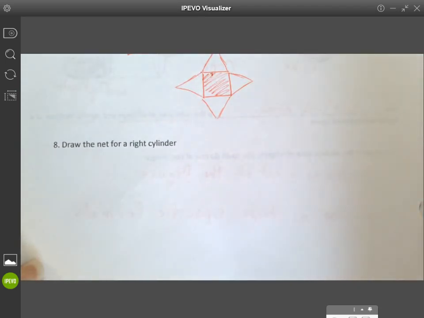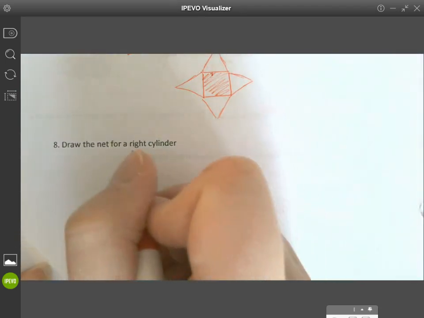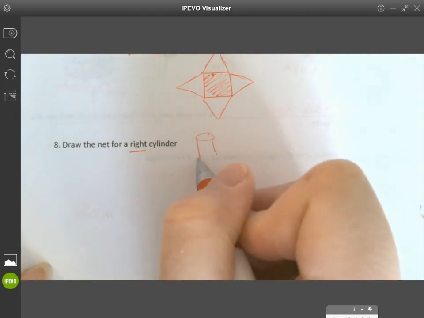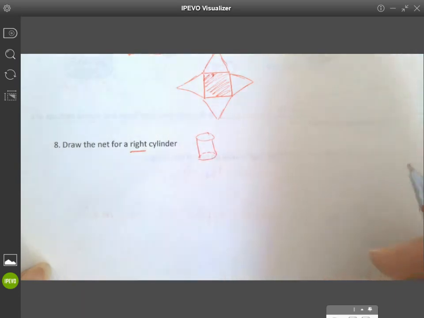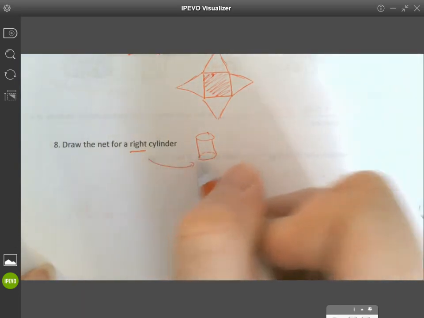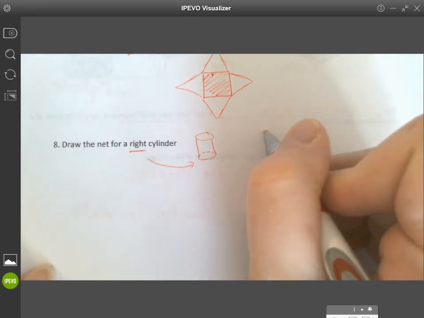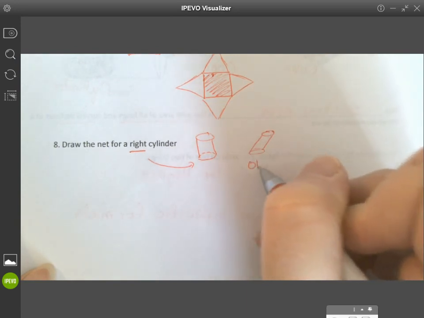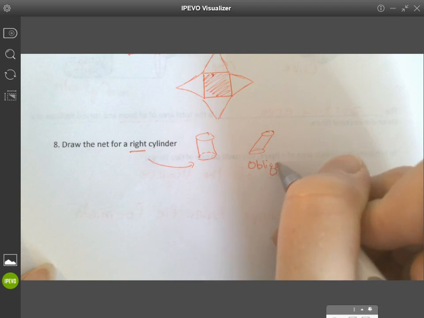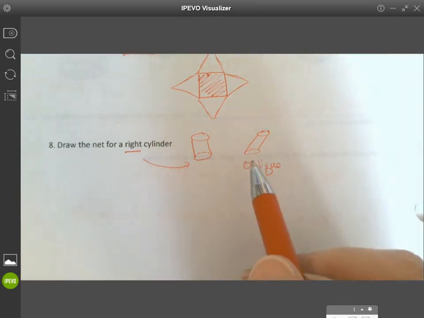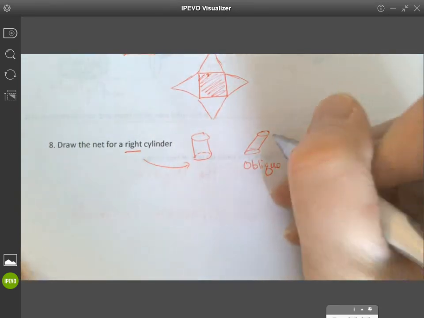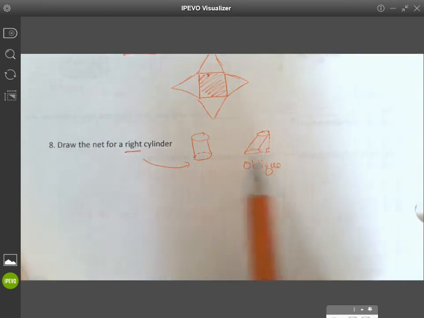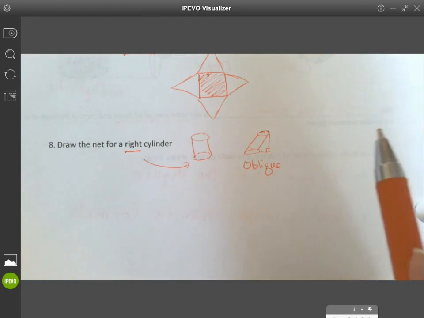Okay, draw the net for a right cylinder. Now, a cylinder is like a soup can, right? A right cylinder is one that is vertically straight up and down. So this is what a right cylinder looks like. The height is a 90-degree angle. To show you what's not right would be an oblique cylinder. It's still a cylinder, but it's pushed aside. It's called oblique because if we needed the height, we'd have to find that outside altitude.